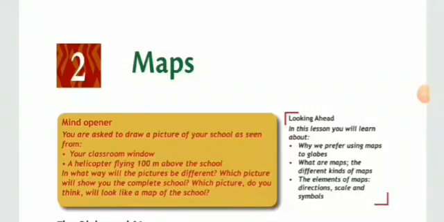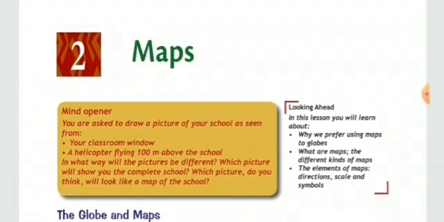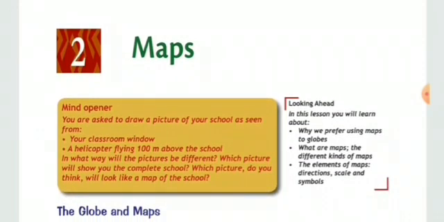Children, welcome to Standard 5 SST Chapter 2 Maps. In this lesson, we are learning why we prefer using maps to globes, what are maps, the different kinds of maps, the elements of maps, directions, scale, and symbols.